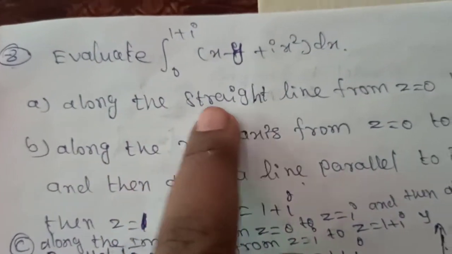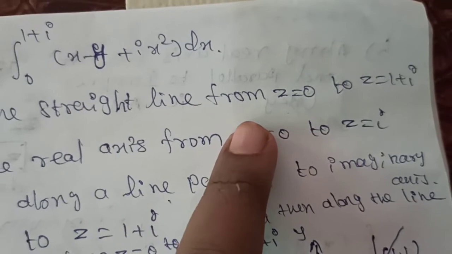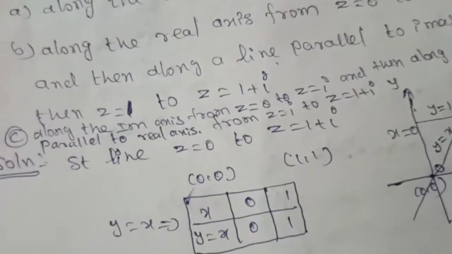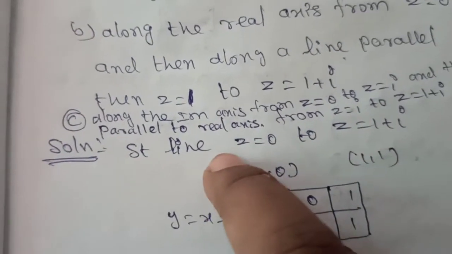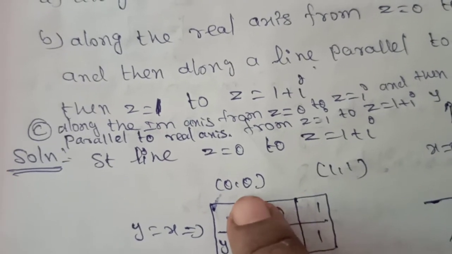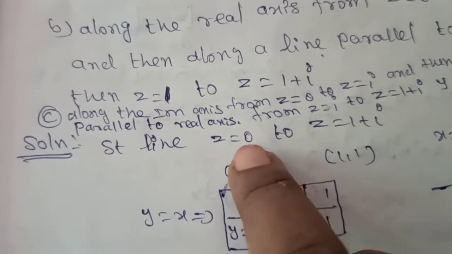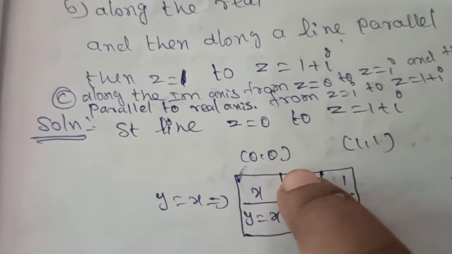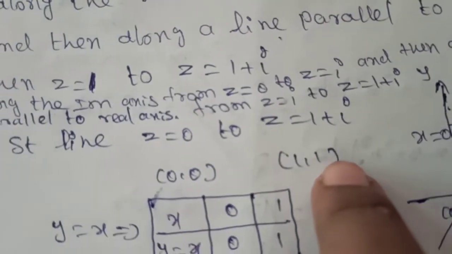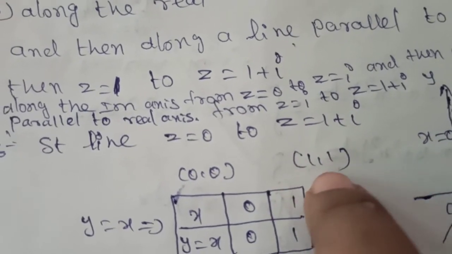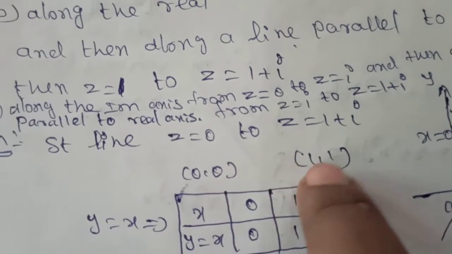So first, take the first condition: along the straight line from z = 0 to z = 1+i. Take the solution. The straight line is from z = 0 to z = 1+i. That means the first point has real and imaginary values 0, 0, and the second point has real value 1 and imaginary coefficient 1, that is, x and y values are 1. So it is (0, 0) and (1, 1).